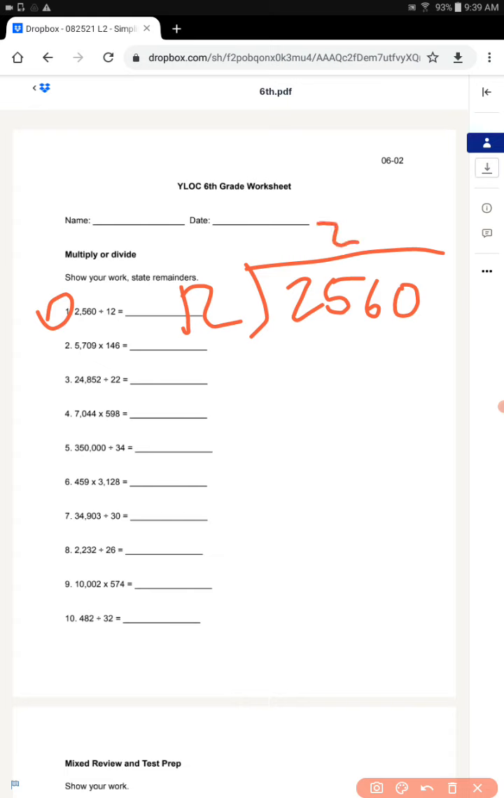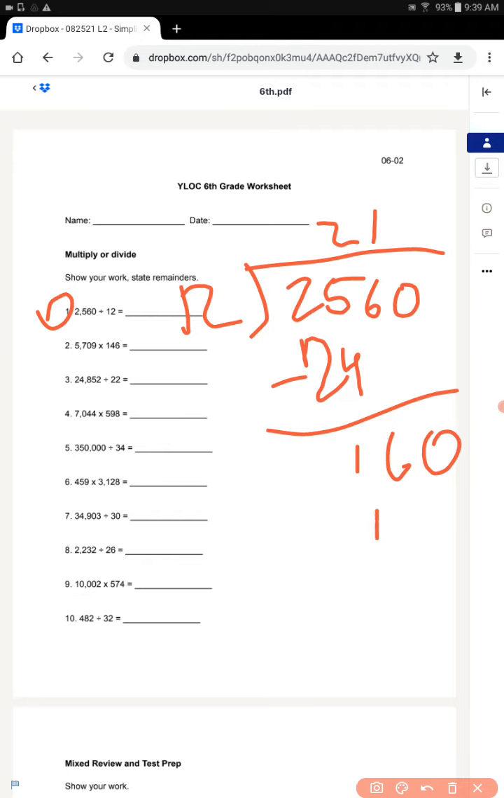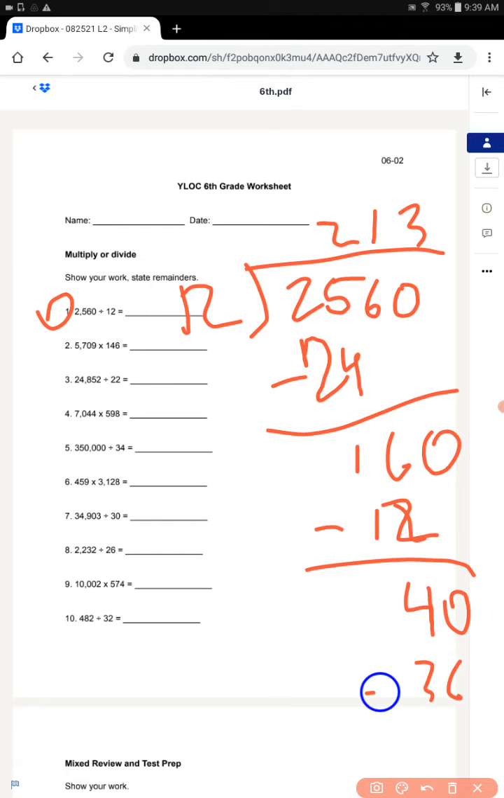So 2 times 12 is 24. And that gets us 0, 6, 1. And then 1 times 12 is 12, and that gets us 40, and 3 times 12 is 36, and we're left with 4.